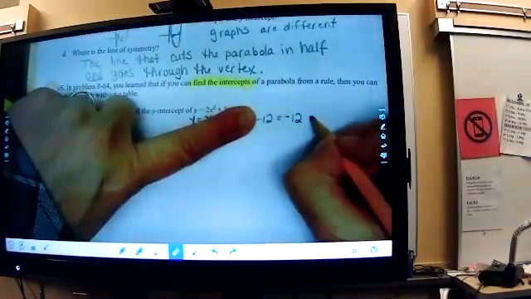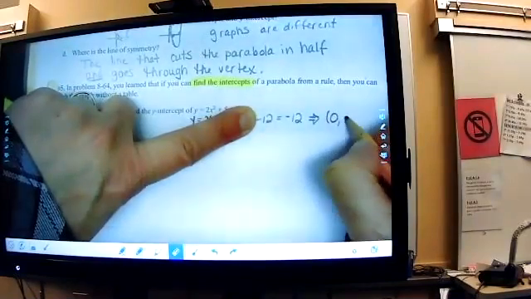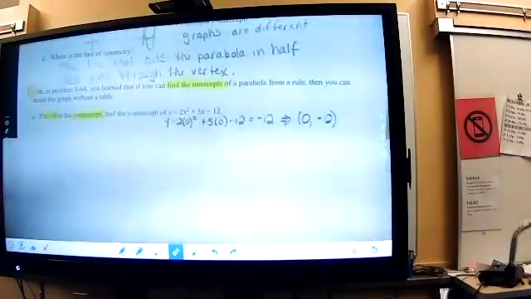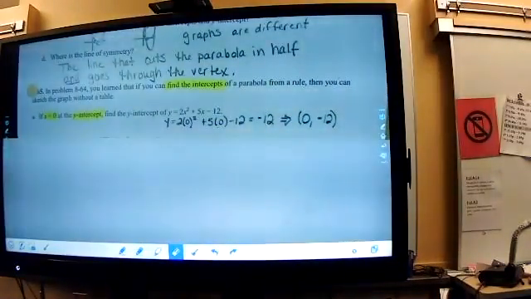But be careful. This is a point on the graph. Please put that as a point on the graph. It is (0, negative 12). You got to put that point there. If you don't, you're going to get yourself all flustered. Doesn't work out so well.